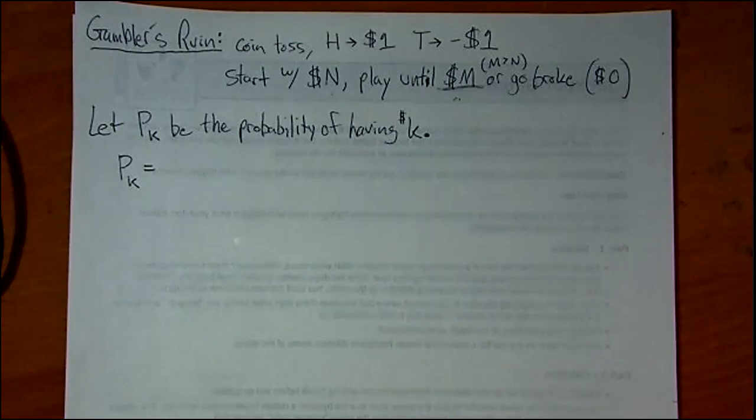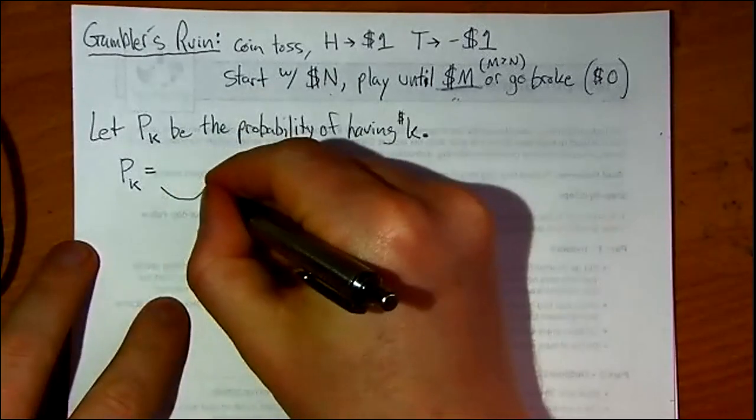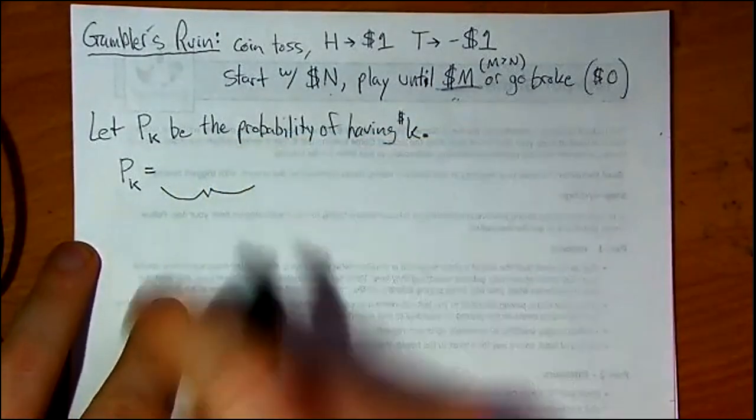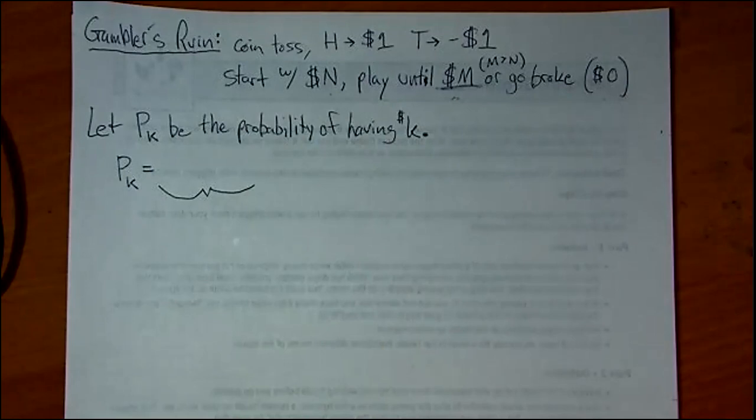Two possibilities. Either won or lost. Okay, so let's represent each one of those, right? So if you won, how much money did you have? And what was the probability of you having that win?